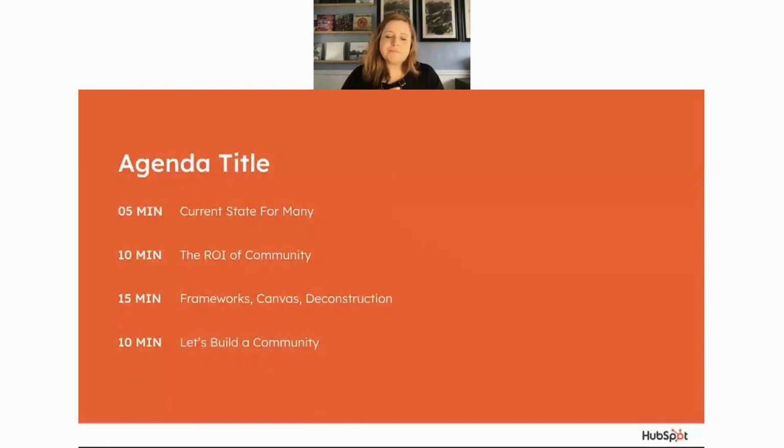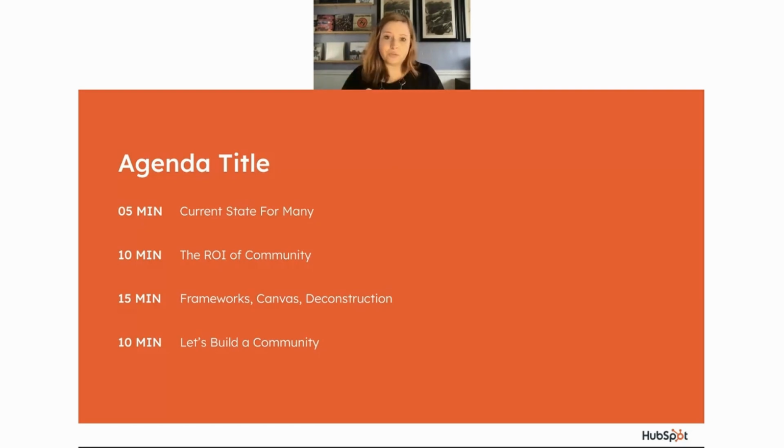In addition, we're going to talk about what that actually looks like. What does community look like? I'm going to go over the community canvas on how to build out a minimum viable community. It's one of my favorite resources. I'm also going to go over a couple frameworks that I really like, and then I'm going to deconstruct a community that most of you have heard of and some of you are probably a part of. It does a really great job of showcasing the different elements of community.